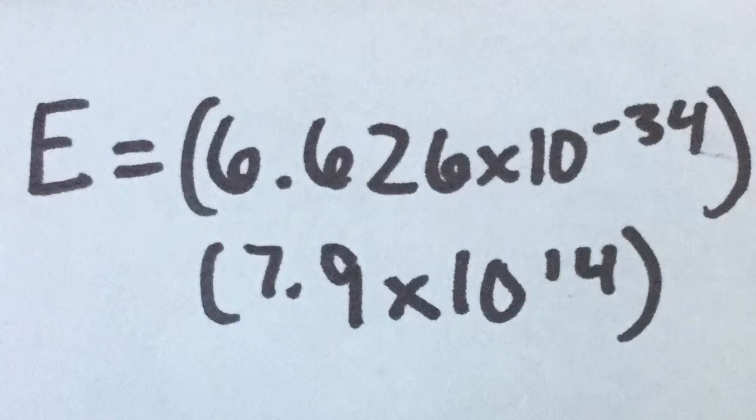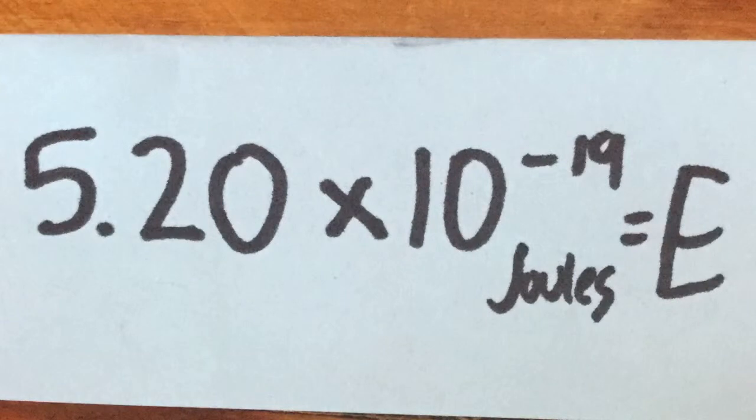We were then able to use that frequency, 7.9 times 10 to the 14th, and plug it into this equation. We know that h is Planck's constant, 6.626 times 10 to the negative 34, and we multiplied that by our frequency, which is 7.9 times 10 to the 14th, and then we got our energy. We calculated our energy to be 5.2 times 10 to the negative 19 joules.